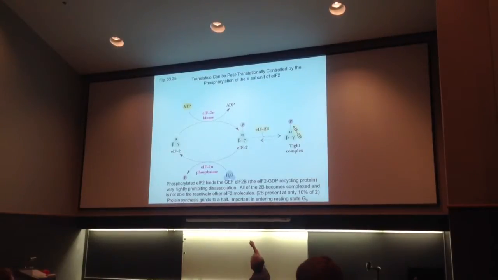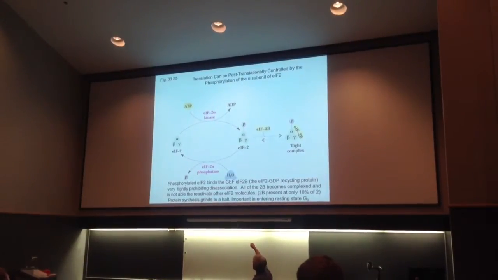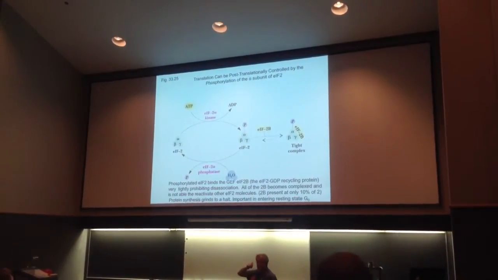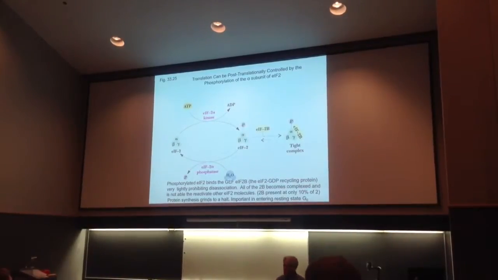For instance, in red blood cells, there's a kinase that phosphorylates this, and this kinase is dependent on the presence of iron in the cell. So this kinase is iron dependent. If there's iron in the red blood cell, then the iron binds to this kinase and inactivates it.